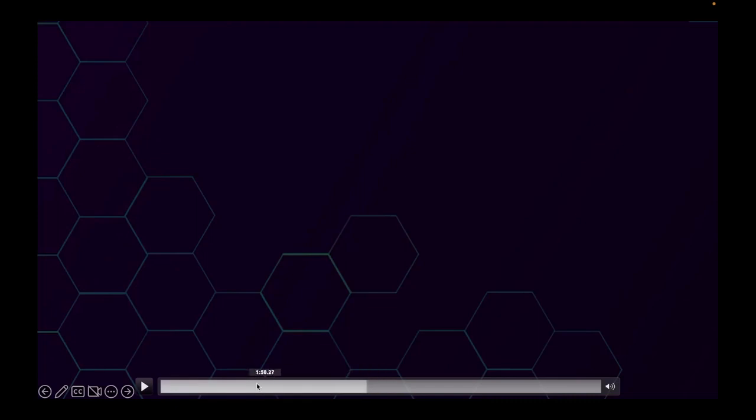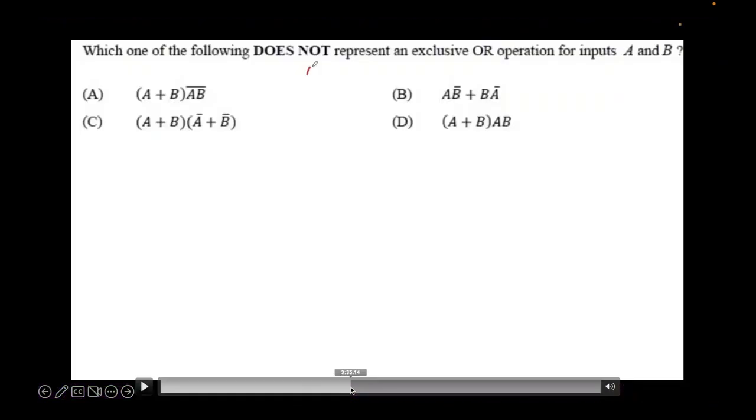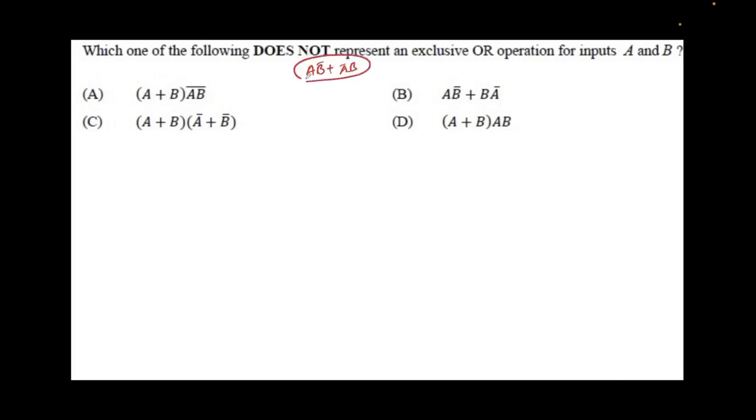This is the expression that we know is true for XOR gate. The question asks which does not represent it. So you note option B first. It's very easy to see. Option B says A B bar plus A bar B. So this is exactly what we saw as the XOR gate. So option B cannot be the correct answer because this is the expression for XOR gate. Note that we are to find which does not represent.